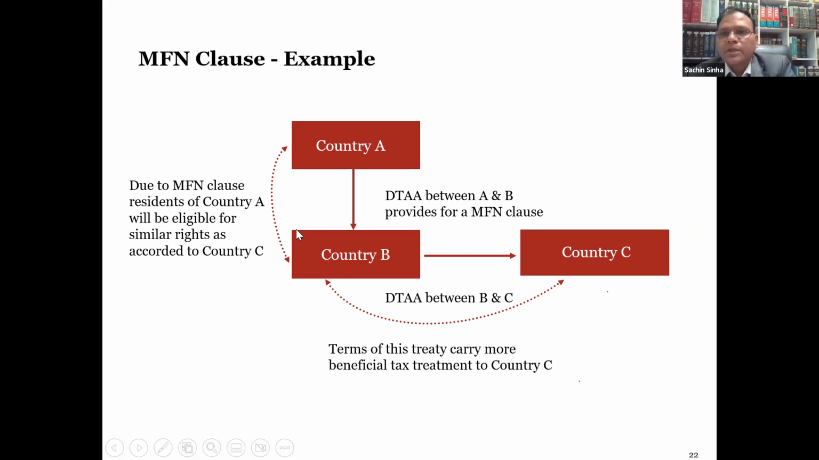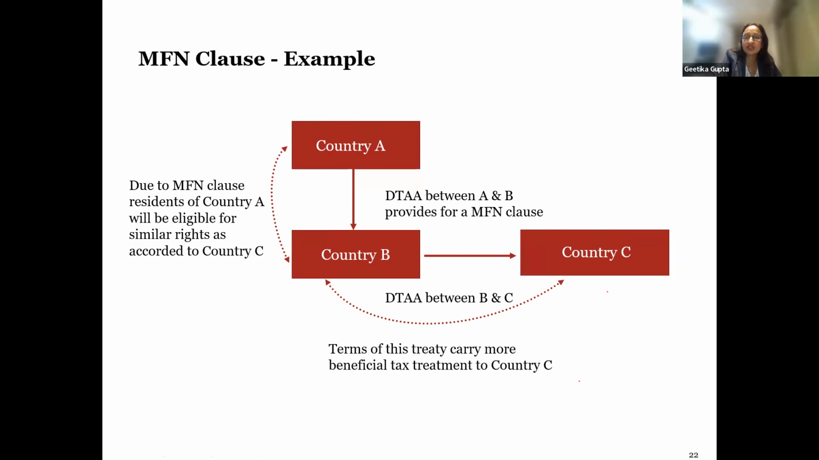Yes, Geetika, you want to add something? Yeah, just as Sachin explained, taking a very recent example and the controversy going on pertaining to the MFN clause on dividends. As we see in the various treaties like France, Netherlands, etc., the treaty rate is 10%, but then it provides an MFN clause. That is, in case a treaty is entered by India with another country at a more restricted rate or scope, then the beneficial provisions of the other treaty will apply to the Netherlands also.